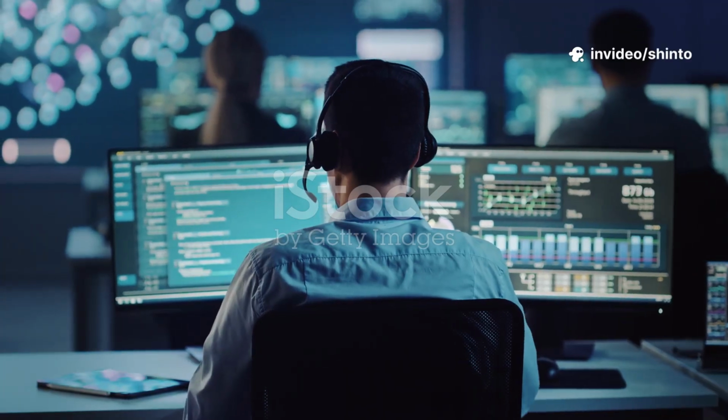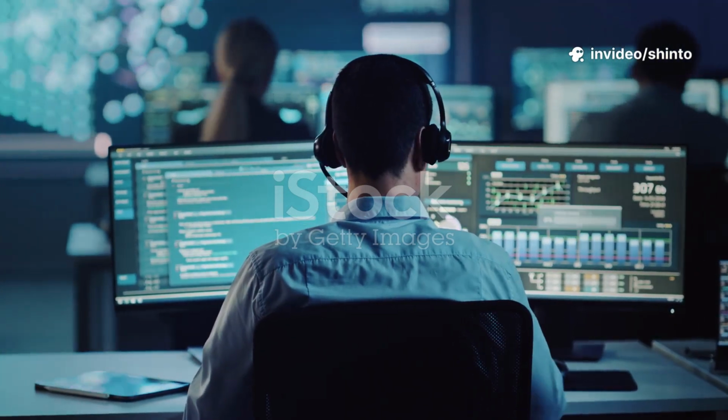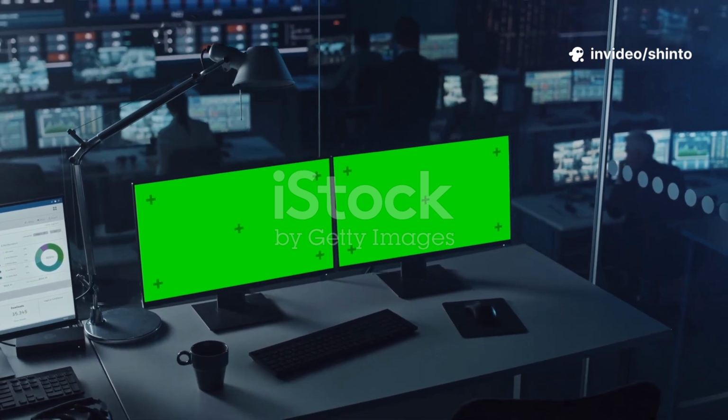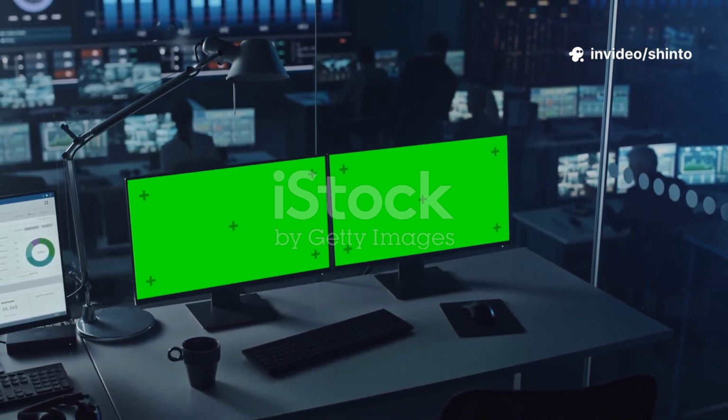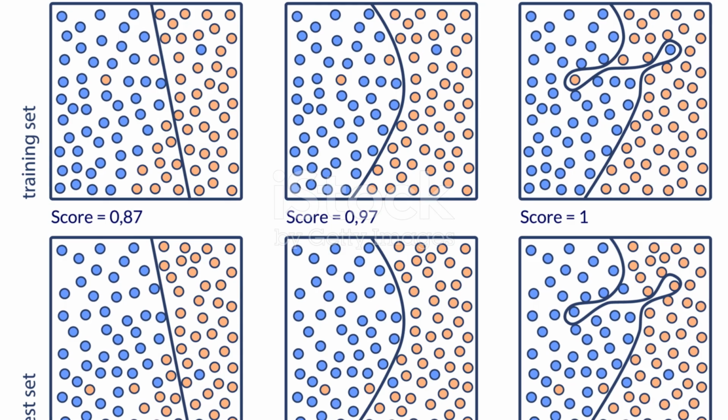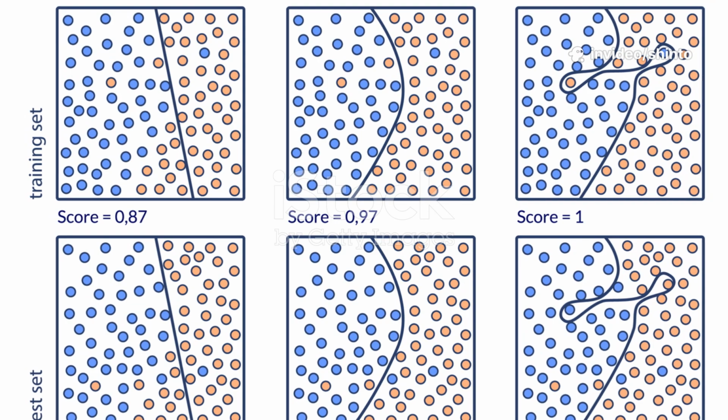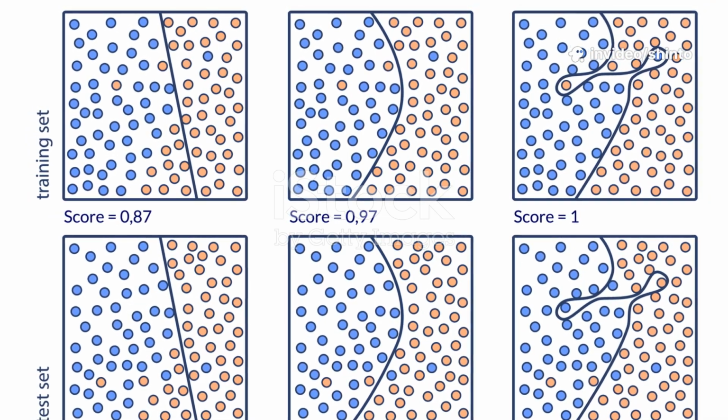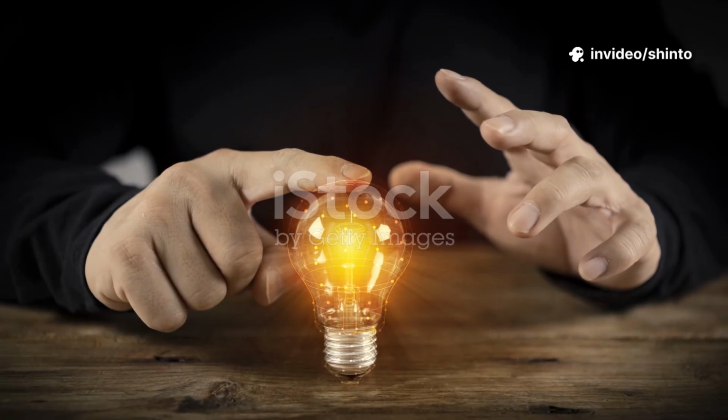Alright, so imagine you've been working hard on a machine learning model. Maybe it predicts house prices, or maybe it tells you if an email is spam. But here's the catch. How do you actually know if the model will work on new data it hasn't seen before? If you only test it on the data you trained it with, the answer can be super misleading. That's where cross-validation comes in.